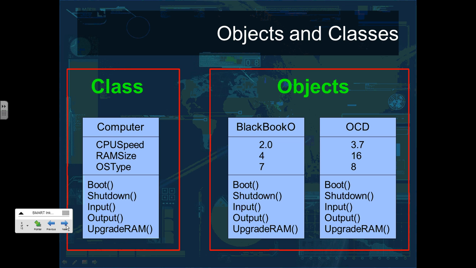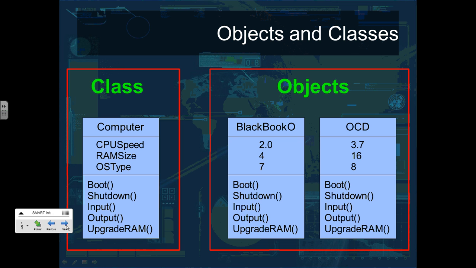So for a class, you give it a name, in this case Computer, so we're defining what a computer is, and then we say a computer will have a CPU speed, an amount of RAM, and it will be running an operating system. And it will be able to boot, shut down, accept inputs and outputs, and upgrade the memory. These are things that you can do to all computers.